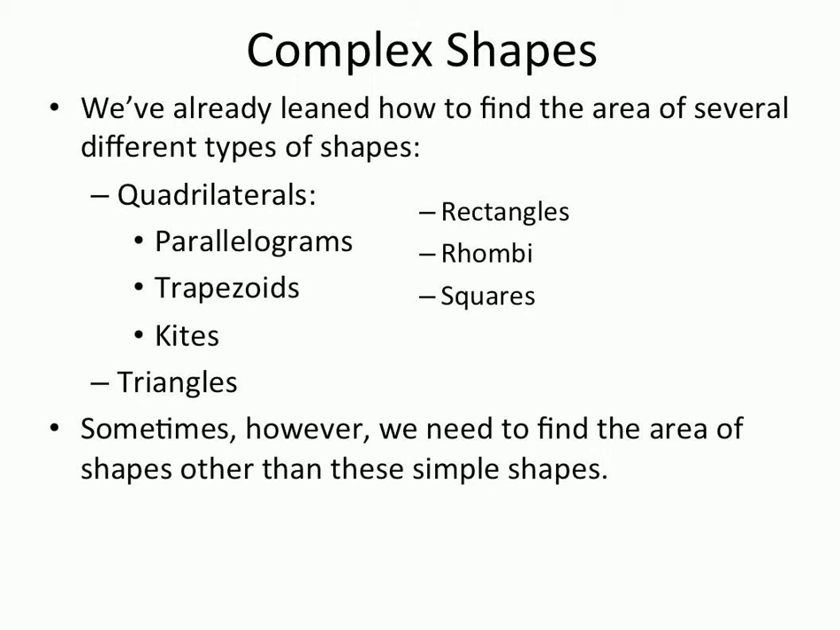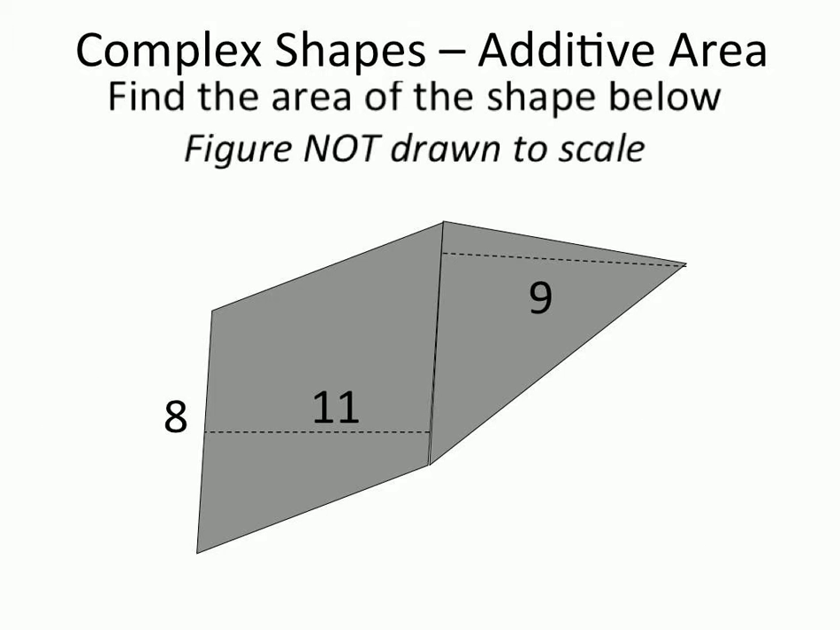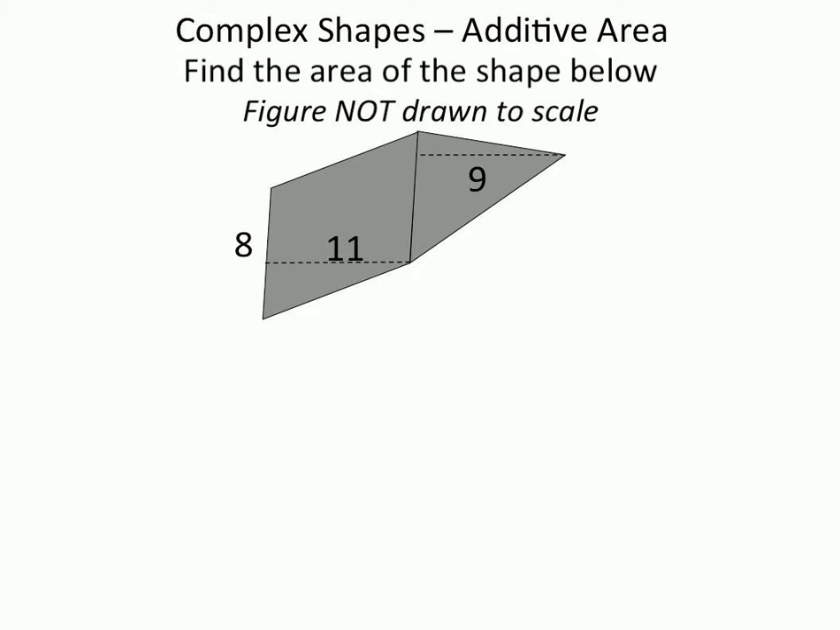However, sometimes we need to find the area of shapes other than these simple shapes. And to find the area of these complex shapes, the first step is to break them down into simple shapes. So let's do an example and see how that works. If I were asked to find the area of this shape here, the first thing I would notice is that it is actually made up of two simple shapes that I know how to find the area of. It's made up of this parallelogram, which I'll put in red, and this triangle, which I'll put in blue.